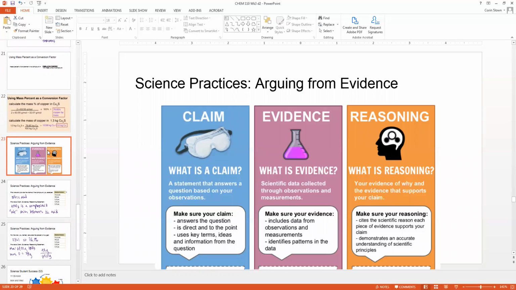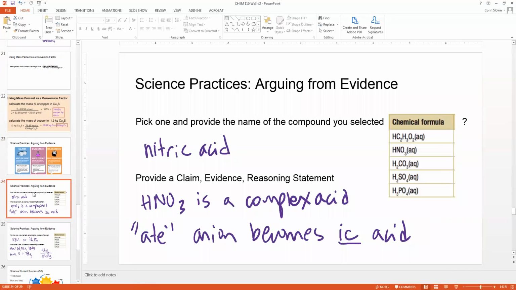Okay, let's think about how we could use that in our science practices. We're going to argue from evidence. Here's an example. We're going to pick one of the following chemical formulas and name it. The name is our claim. Then we're going to provide evidence. Our evidence is that HNO3, because it has the oxygen, is a complex acid. We know the rules for naming complex acids: the anion ending -ate becomes -ic acid. So the -ic replaces the -ate, and then we add acid. And that's how we would name nitric acid.